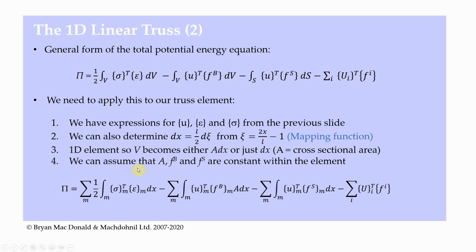So, putting those four assumptions into our general form of the potential energy equation, we get this here. So now we're saying that for a particular element, it's going to be half the integration in the element of the stress in the element times the strain in the element times dx. So we've gotten rid of that dv, we've converted it to dx. And then in terms of the body force term, we've replaced the dv with a dx. In terms of the surface load, we've replaced that with dx. And this term remains the same because, as I mentioned in the previous video, this is already in a discretized form. It's already applied to points.